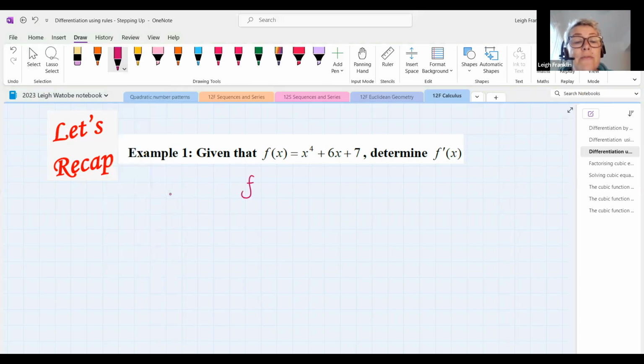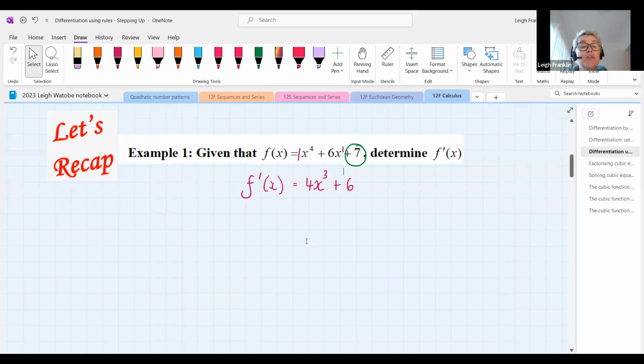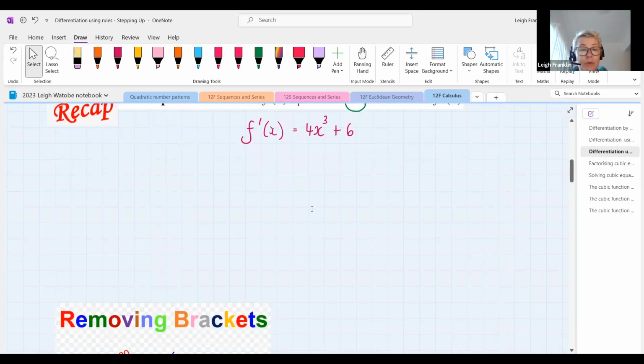So we would write f prime x, and then we would apply our power rule to every single term. So in front of this x to the power of 4, there's an invisible 1. So we'd say 4 times 1 gives us 4, write down our x, and then we would take 1 away from our exponent. And we would do the same thing over here. We would take that 1, multiply it by positive 6, and then take 1 away from the exponent. And any constants, like 7, for example, will have a derivative of 0.